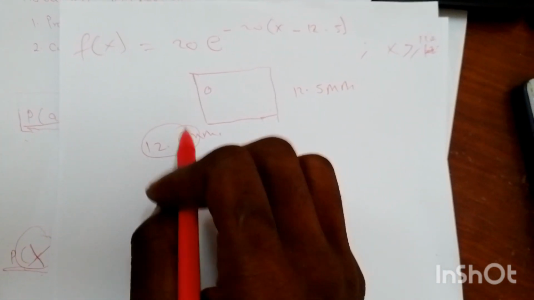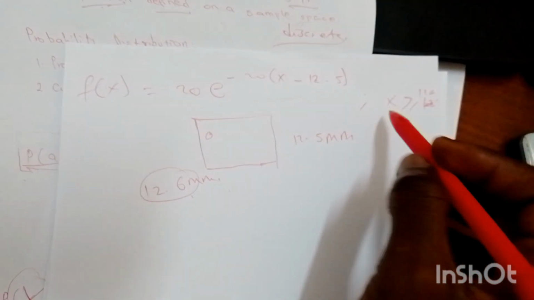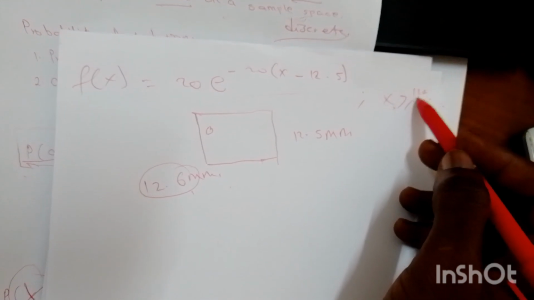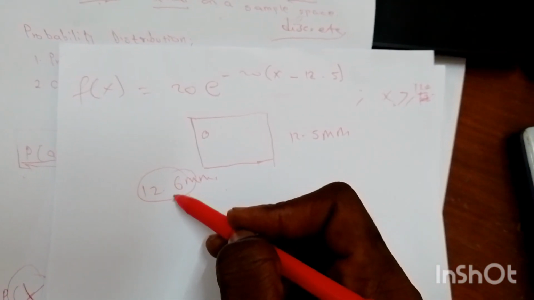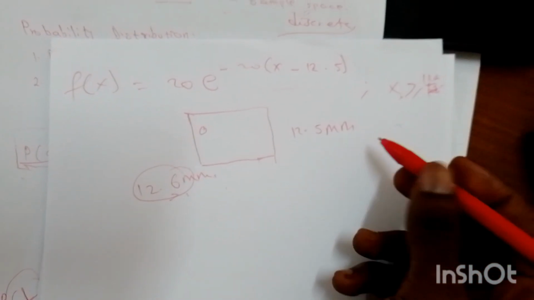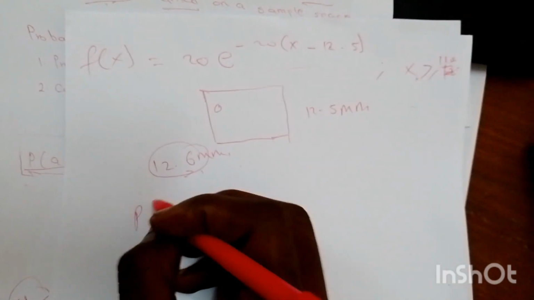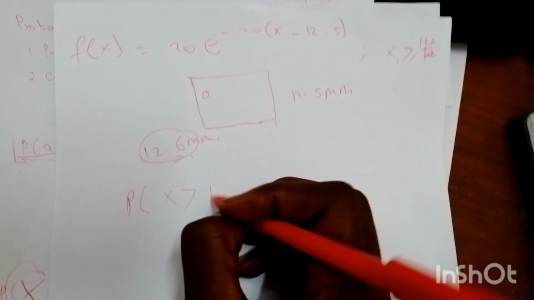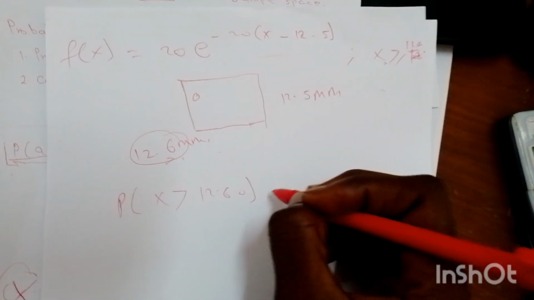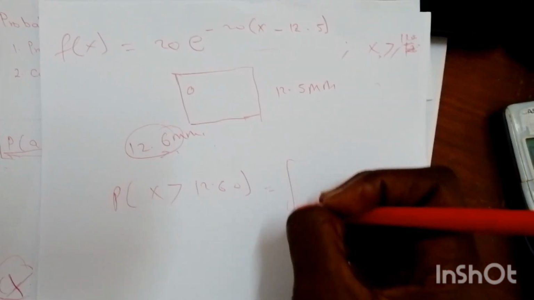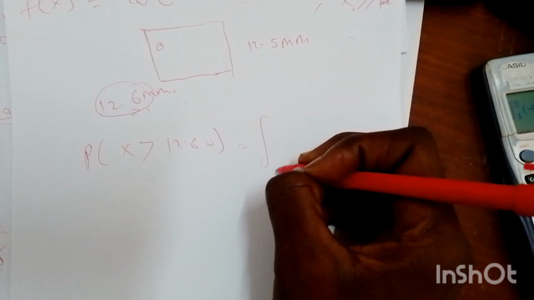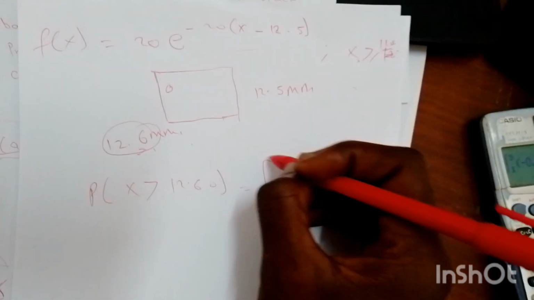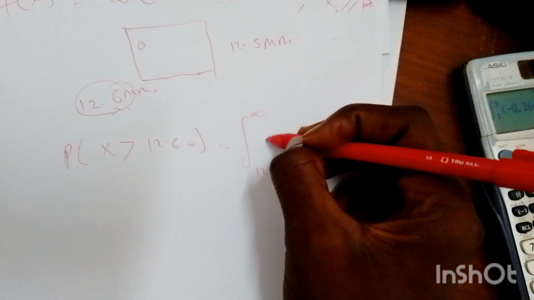From this we know that this function is defined for x greater than or equal to 12.5, and this is greater than 12.5. So that tells you that the probability that your x will be greater than 12.60 would directly be from 12.60 to wherever it can reach of the function.